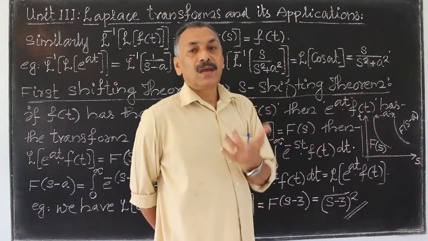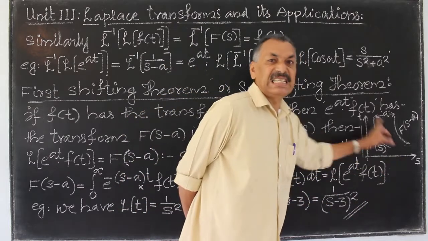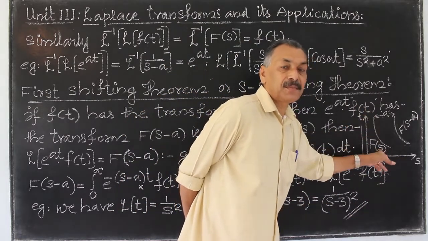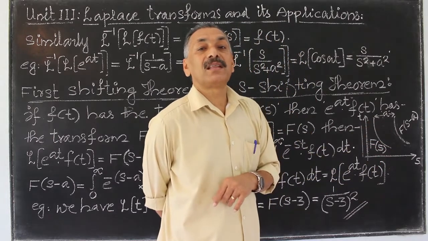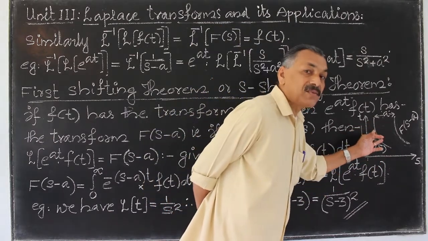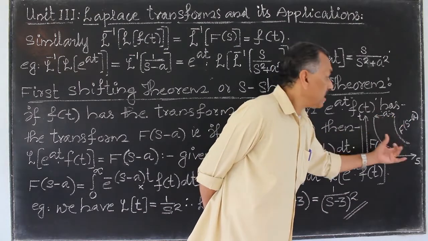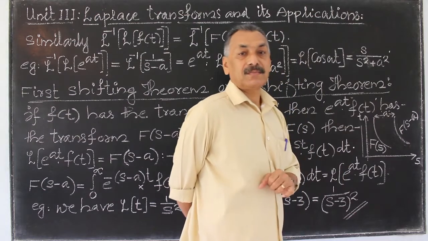ലാപ്ലാസ് ട്രാൻസ്ഫോം f of t, F of s ആണ്. ഇത് എസ് ആക്സിസ്, ഇത് ടി. f of t യുടെ ട്രാൻസ്ഫോം F of s. അങ്ങനെയാണെങ്കിൽ e raised to at into f of t യുടെ ട്രാൻസ്ഫോം എന്തായിരിക്കും, അറിയാമോ? ഈ F of s നെ ഏതിലേക്ക് ഷിഫ്റ്റ് ചെയ്യും? എ യൂണിറ്റ് ഇങ്ങോട്ട് മാറ്റും. എന്നിട്ട് F of s minus a എന്ന് പറയുന്ന ആ കർവിലേക്ക് ഷിഫ്റ്റ് ചെയ്യും.